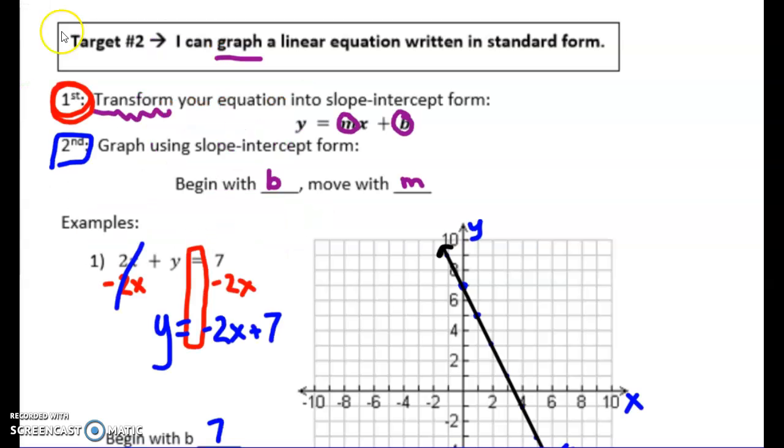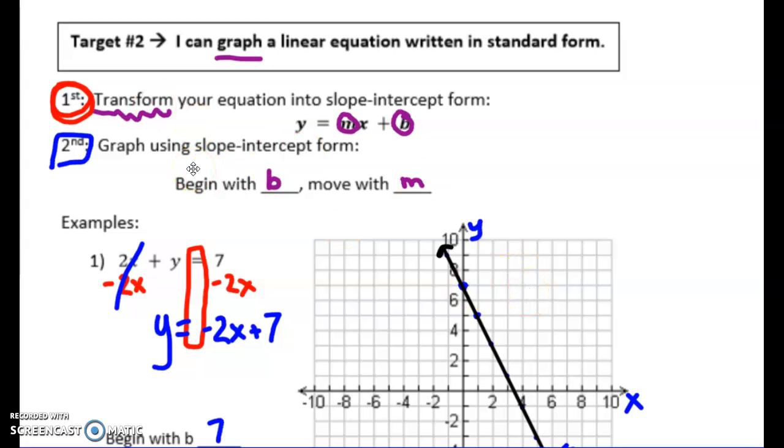The second page of notes I prepared for you guys, I called it Target 2. This is making sure that you remember how to graph a linear equation, even if I give you the formula like this. So let's remember, in order to graph an equation, we need it to say y equals mx plus b. Well, we can't get our slope and our y-intercept directly from a given equation when it's not in that format. So that's why that's step 1. You have to make sure you're transforming first and then graphing.